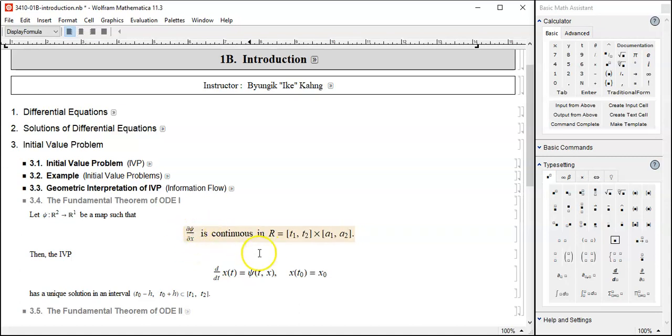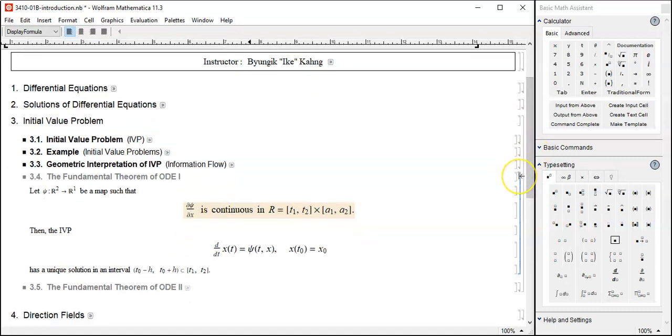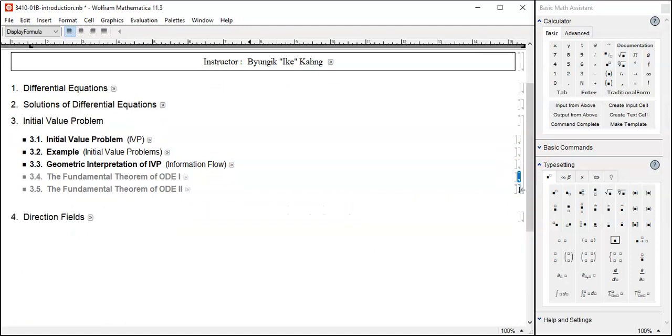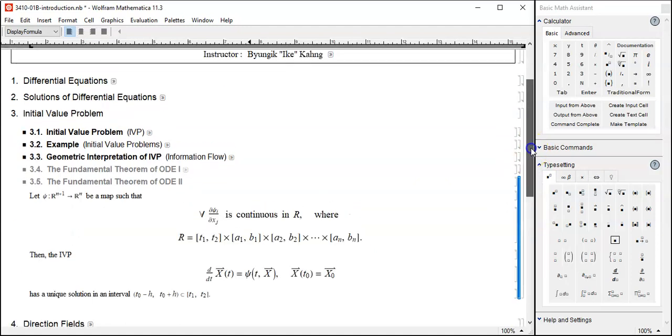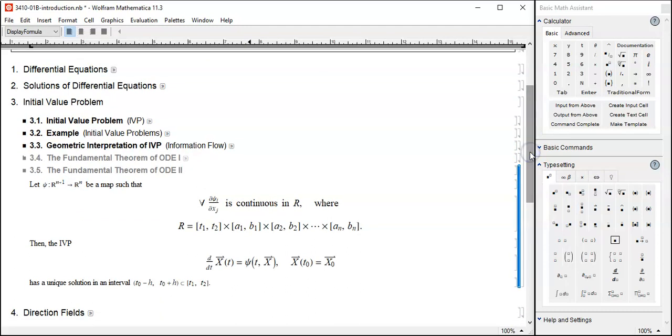That was for the multivariable case. In that case, a unique solution exists. We are not going to prove it. I have a proof in the appendix, but I don't know if I'll ever go back to that. This is a little bit more general situation.